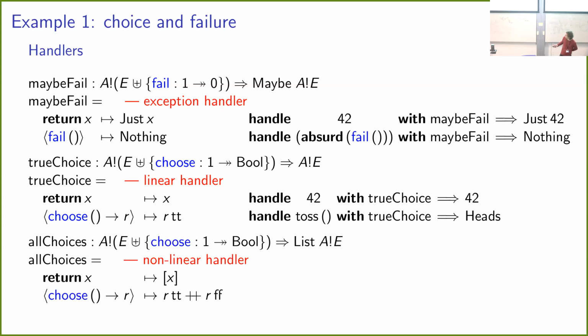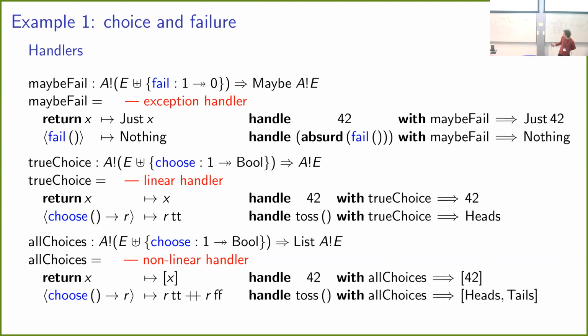Now the next example is more useful. This one is another handler for choose. But it's going to return a list of all the possible results that a computation may perform. So it has to be a list. So if we get a value of type A, we need to turn it to a list of type A. We just create a singleton list. And then with choose, we run the resumption twice, once with true and once with false, and we concatenate the results together. So with that one, if I run toss on it, I get both heads and tails.